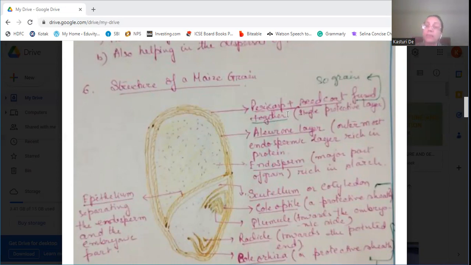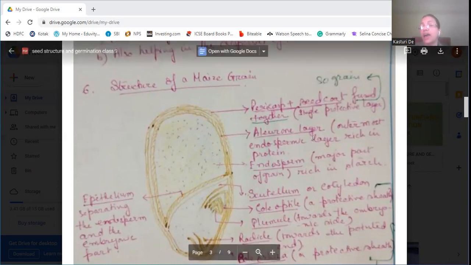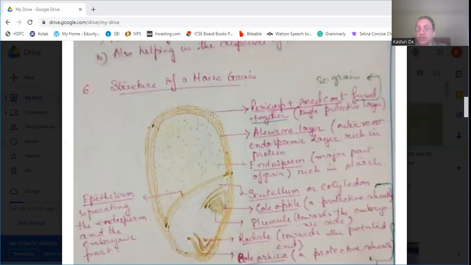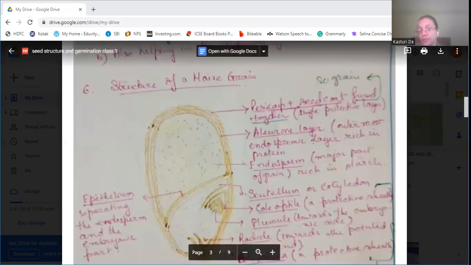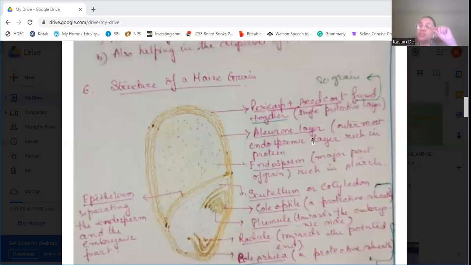Next, after the pericarp, there is the aleurone layer. It is the outermost endospermic layer, which is rich in protein. So the first layer is the single protective layer, the fused pericarp and seed coat. Inner to that is the aleurone layer. The endosperm is covered by the aleurone layer, which is rich in protein.